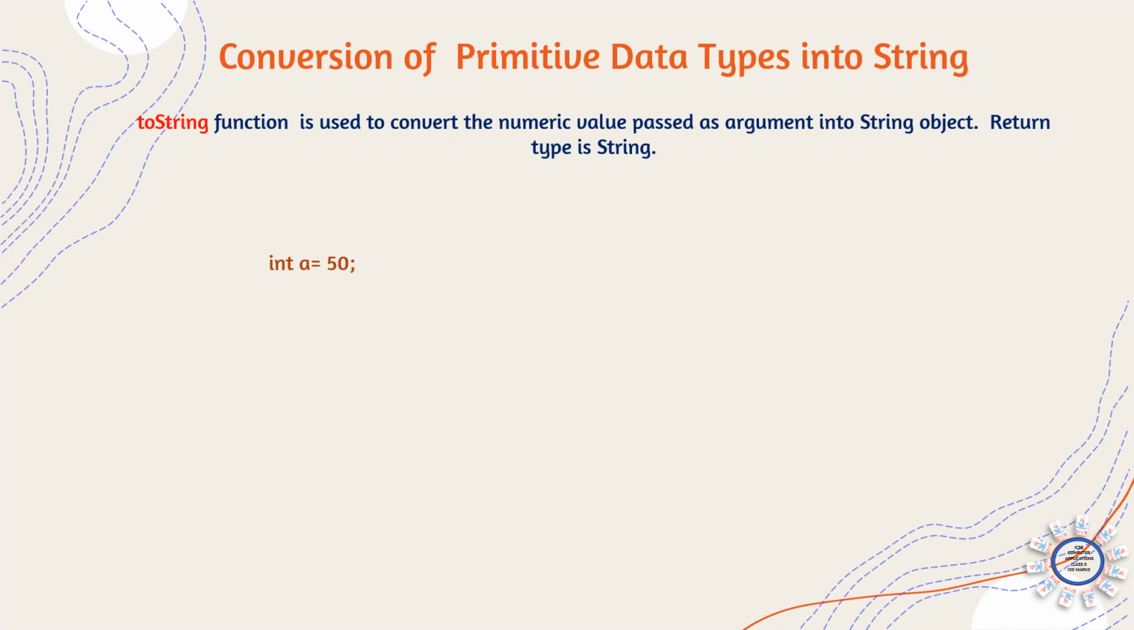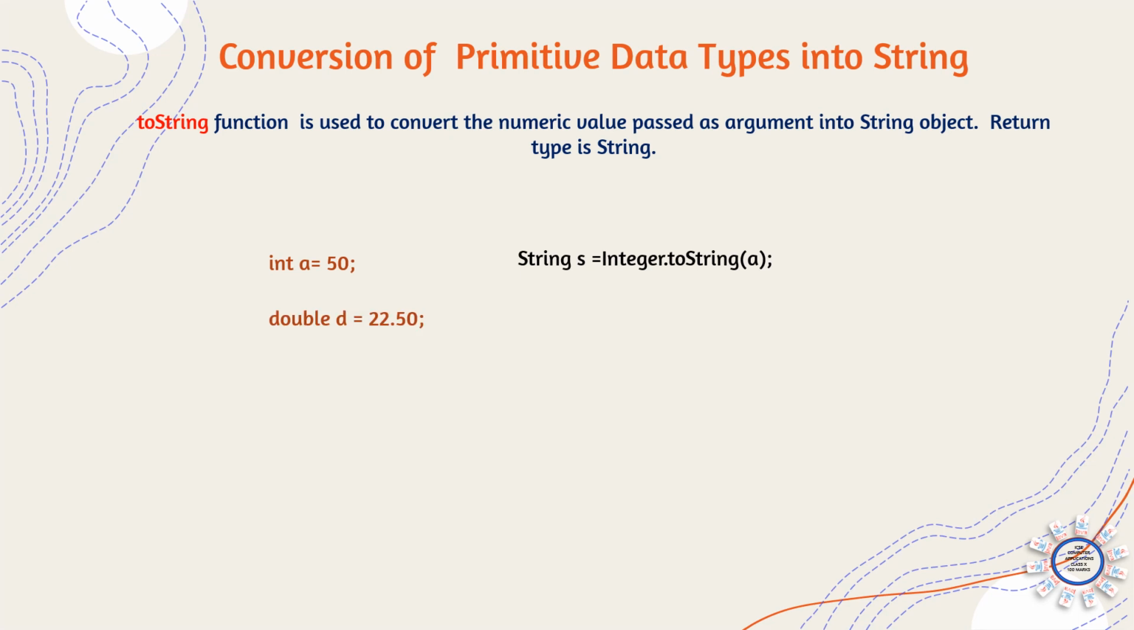50. It is a primitive data type. And now for converting to string, String s is a variable for storing. Integer is the wrapper class for int, Integer with I capital, Integer.toString(a). String always has S capital. So the Integer toString function will convert the primitive data type int to string.